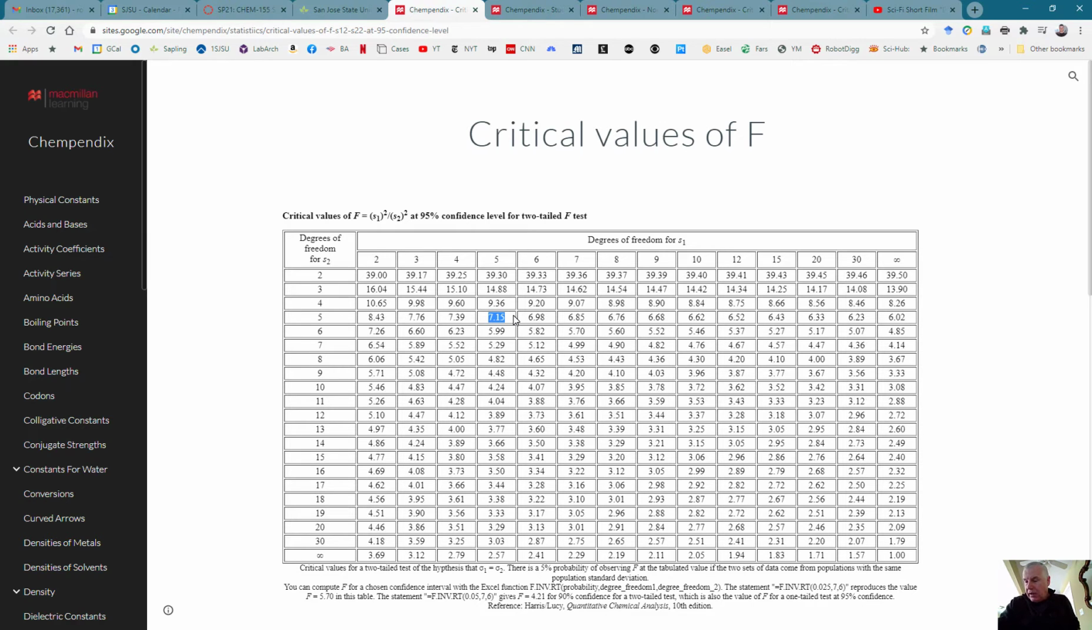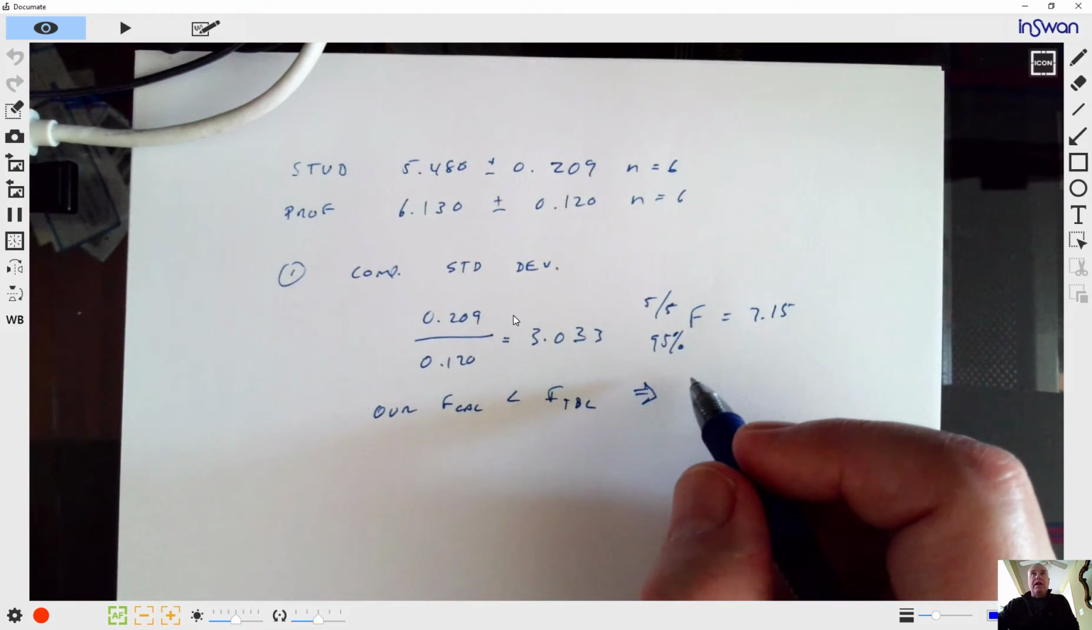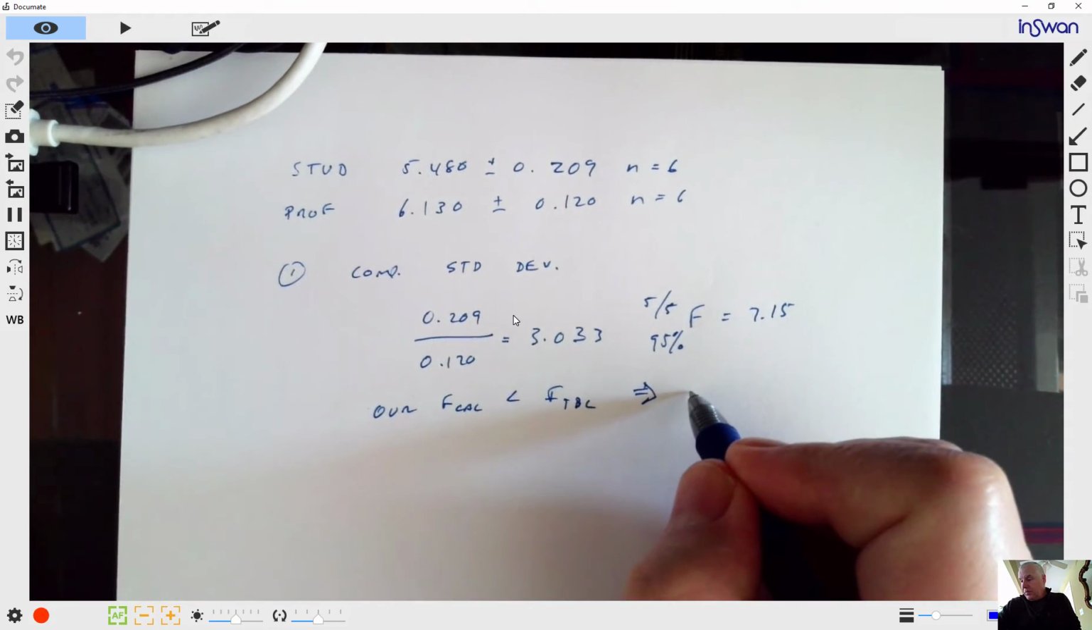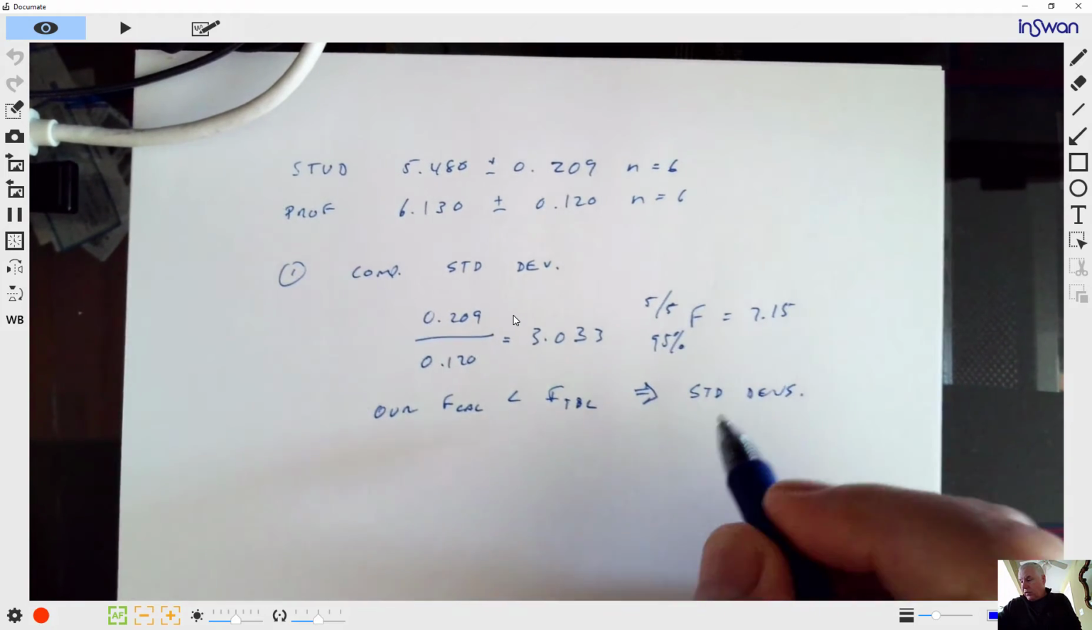And since our F calculated is less than F table, we conclude that the standard deviations are statistically identical. So our F calculated is less than F table, therefore standard devs are the same.